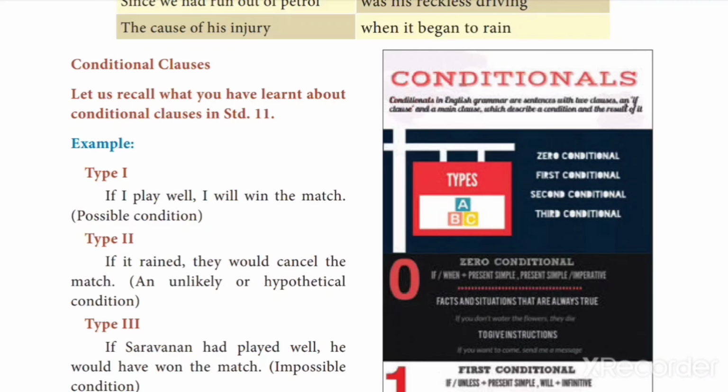Conditional clauses are otherwise called conditionals. You find a picture on the right and it is about conditionals. It says conditionals in English grammar are sentences with two clauses, an if clause and a main clause, which describe a condition and the result of it. There are four types actually, and they are namely zero conditional, first conditional, second conditional, and the third conditional.